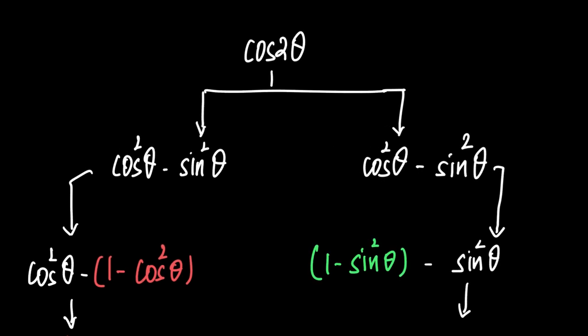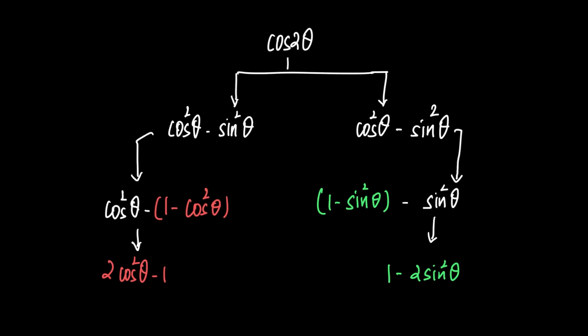Now, cos 2 theta is equal to cos square theta minus sin square theta. If we replace sin square theta by 1 minus cos square theta, this becomes cos square theta plus cos square theta, which is 2 cos square theta minus 1. And if we replace cos square theta by 1 minus sin square theta, we get 1 minus 2 sin square theta as cos 2 theta. So cos 2 theta can be replaced by two different terms: one is 2 cos square theta minus 1, and the other is 1 minus 2 sin square theta. Does that make sense? Yeah.